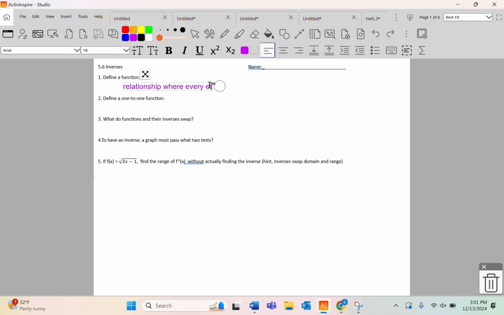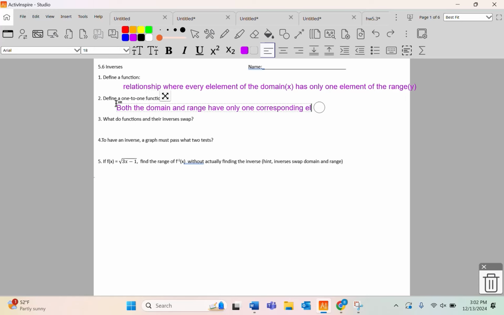Where every element of the domain X has only one element of the range Y. A one-to-one function is true for both cases. Both the domain and range have only one corresponding element. They can't cheat.